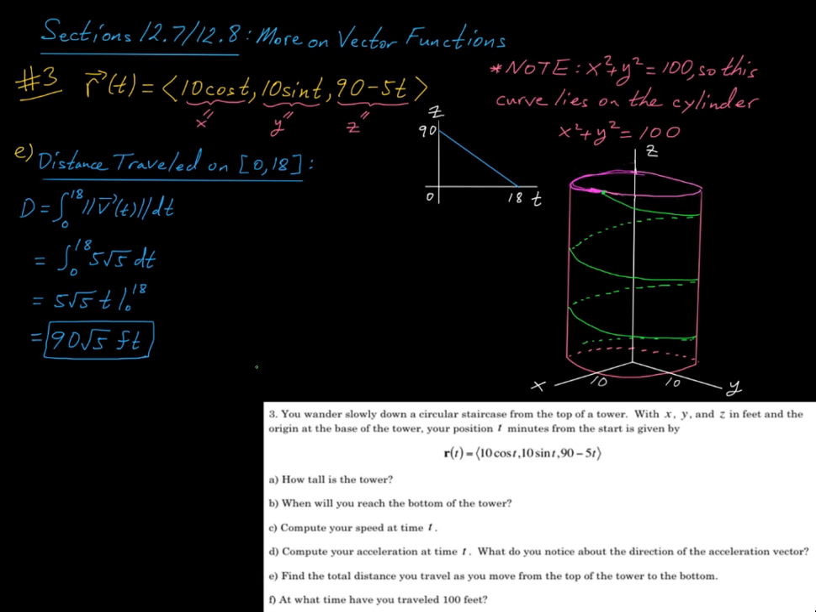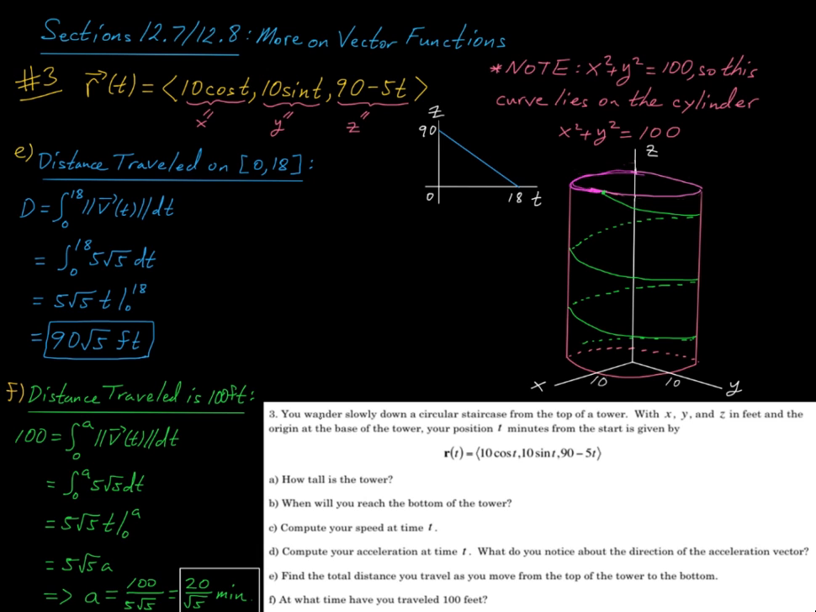All right, and then lastly, for part F, it says, at what time have you traveled 100 feet? That's pretty much the same question we were asked in part E, except now we're told that the distance traveled is 100 feet. We're not told the time interval. So I'll integrate from 0 up to some number a, and I'm going to set this arc length integral equal to my distance traveled, which is 100 feet. So go ahead and integrate.